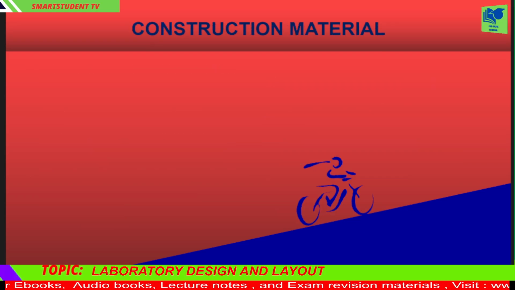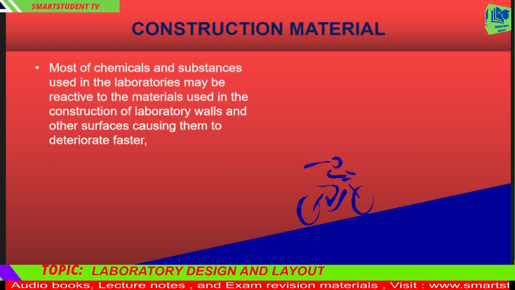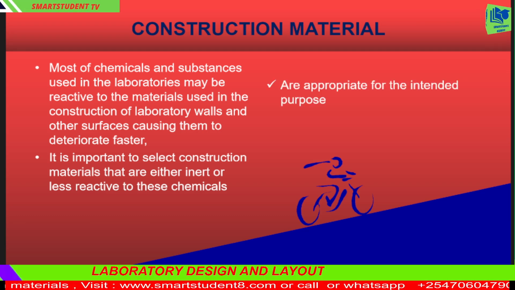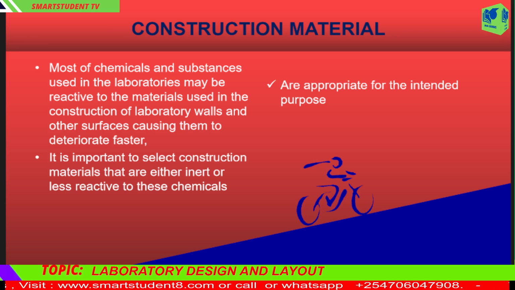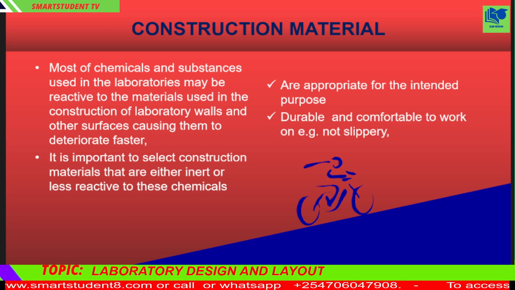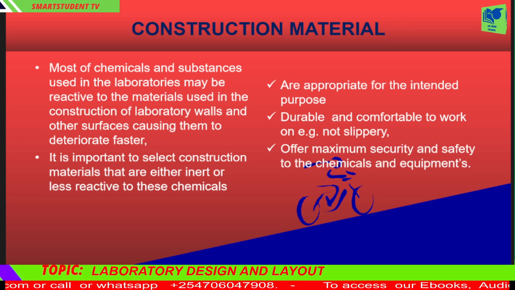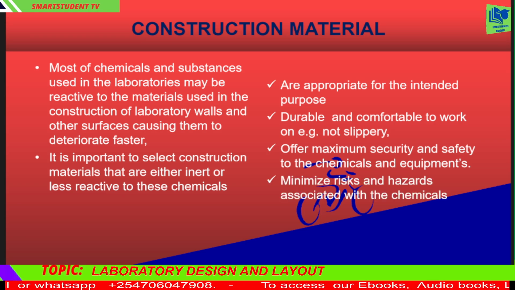Most of the chemicals and substances used in the laboratories may be reactive to the materials used in the construction of laboratory walls and other surfaces, causing them to deteriorate faster. It is therefore very important to select construction materials that are either inert or less reactive to these chemicals. Laboratory facilities should be constructed of materials that: 1. Are appropriate for the intended purpose. 2. Are durable and comfortable to work on, e.g., not slippery. 3. Can offer maximum security and safety to the chemicals and equipment. 4. Minimize risks and hazards associated with the chemicals, e.g., prevent radiation from radioactive materials, oxidation, explosion, fire, and other forms of deterioration by the chemicals.